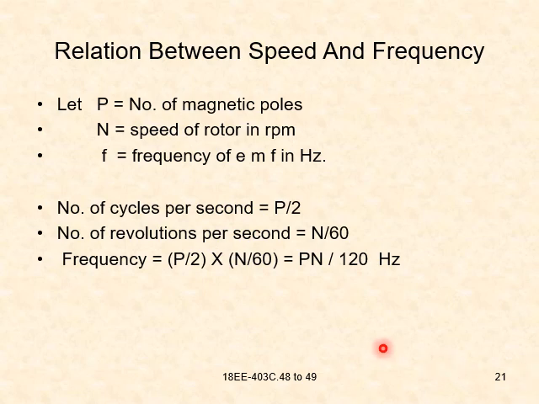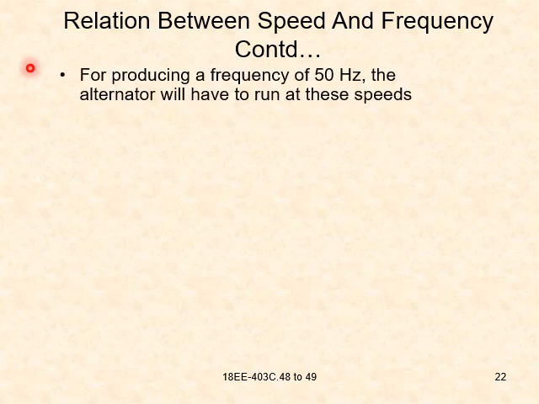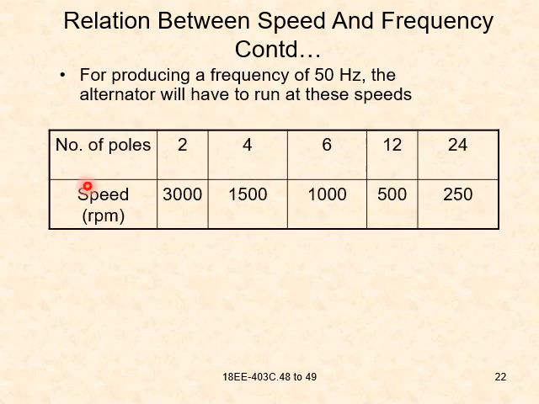Moving on to the next slide, the continuation of the relation between speed and frequency. For producing a frequency of 50 hertz, the alternator will have to run at these speeds. For the number of poles and speed: if it is 2 poles, then it is 3000 rpm. If the number of poles is 4, you can see 1500 rpm. If it is 6, then it is 1000 rpm. If it is 12, you can observe 500 rpm. If it is 24, you can see 250 rpm.